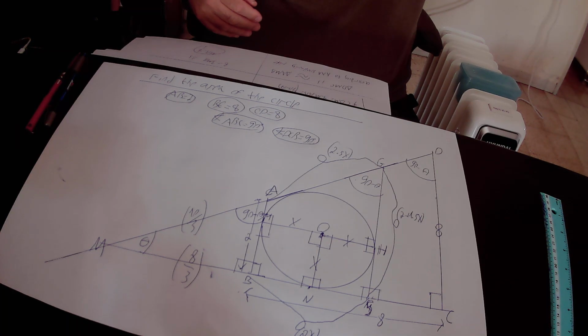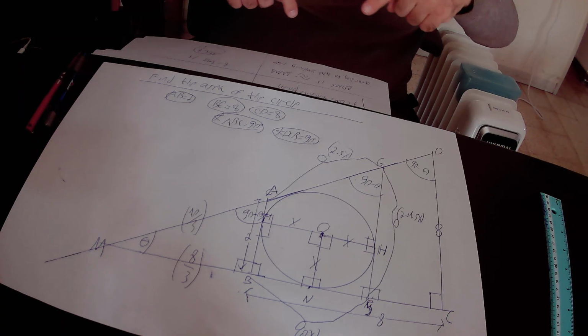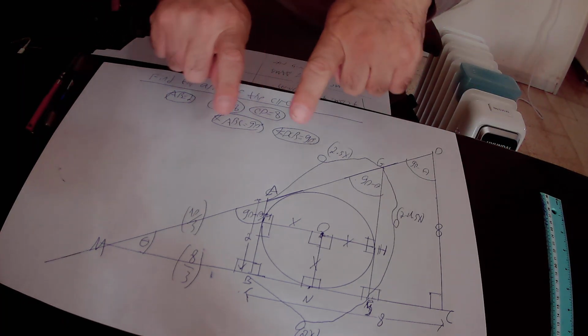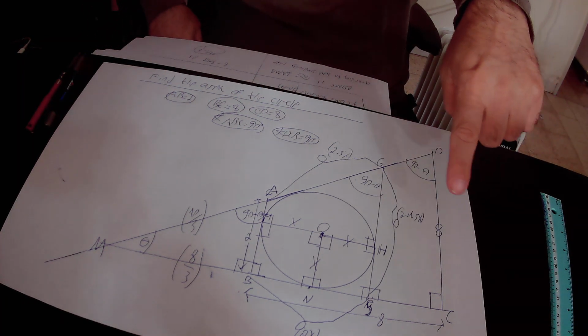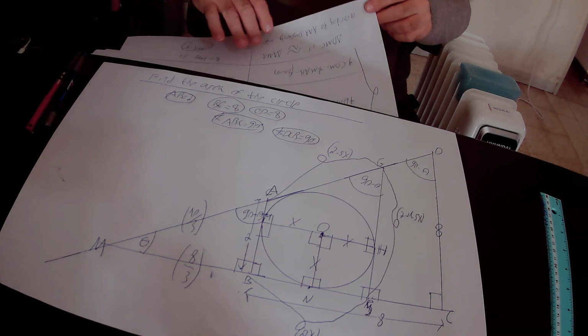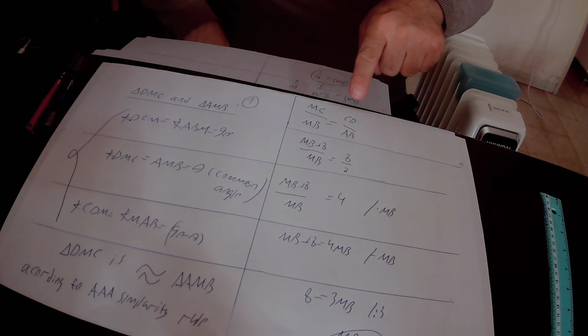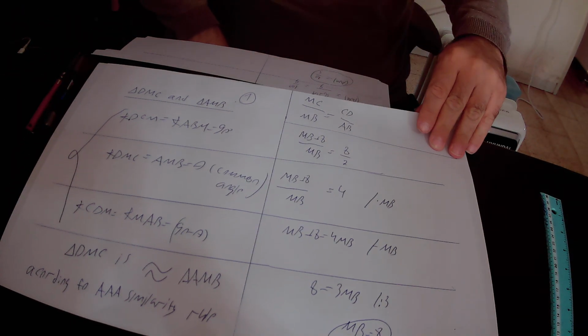Okay, and from the fact that the two right triangles are similar to each other, we derive the following relationship between their sides. We derive that MC, the big triangle, over MB, the small triangle, equals DC, the big triangle, over AB, the small triangle. Repeat again: MC over MB equals CD over AB.